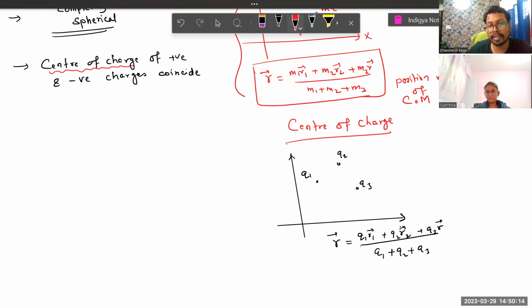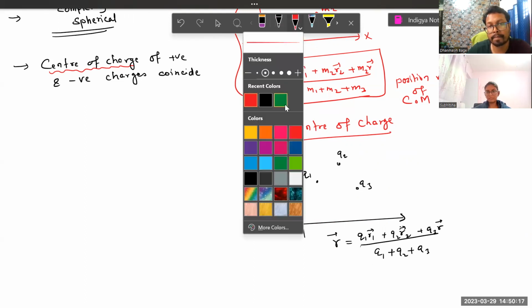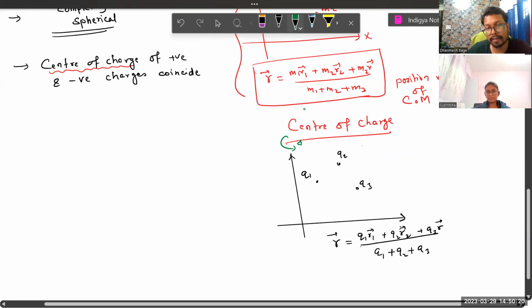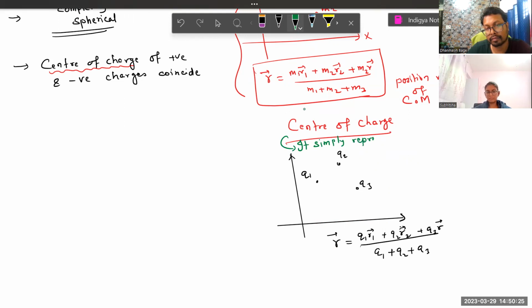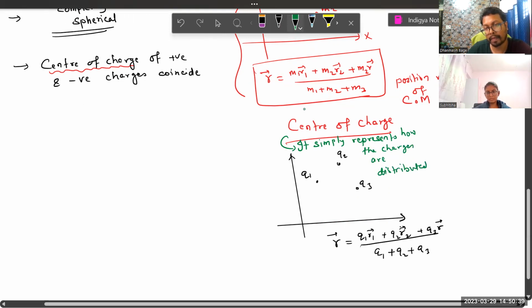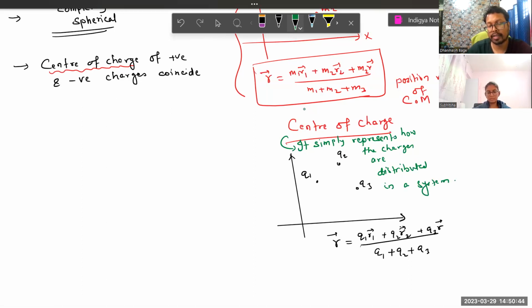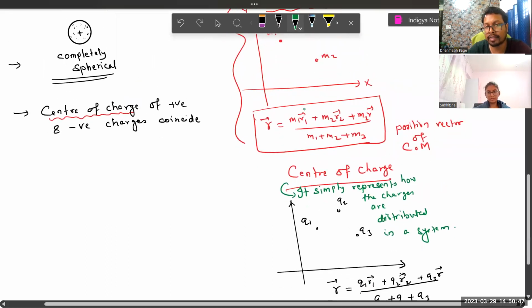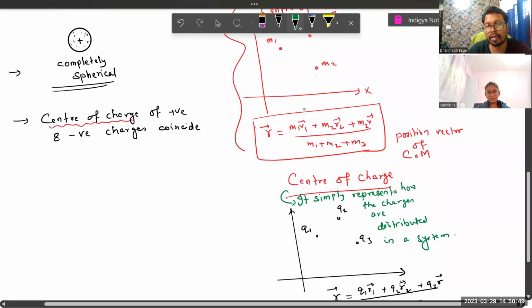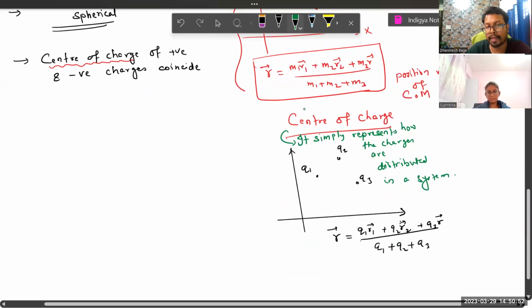It simply represents how the charges are distributed in a system. That's it. Center of mass tells you how the individual masses are distributed in a system. Similarly, this thing, right?